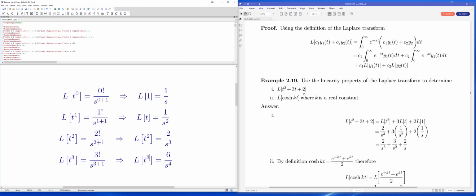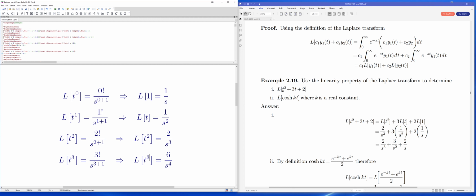Okay, so let's see an example of using linearity to get the Laplace transform of a function. I want to get the Laplace transform of this quadratic inside here, t squared plus 3t plus 2, right?